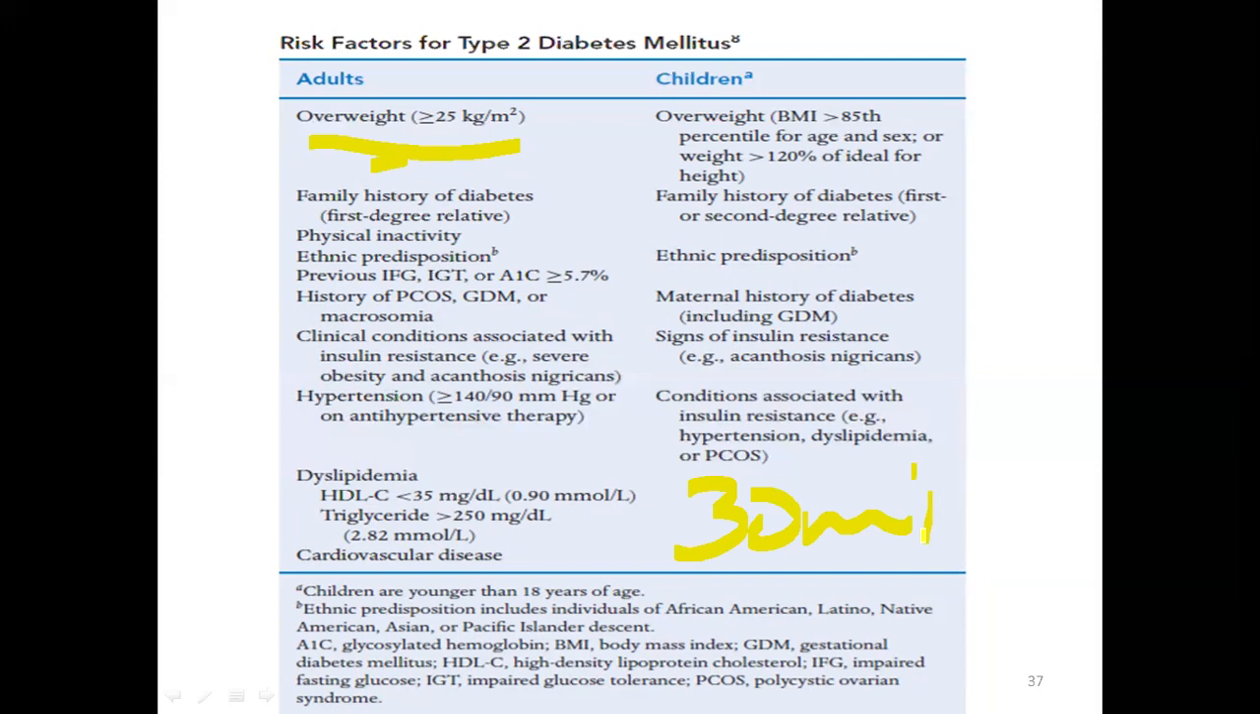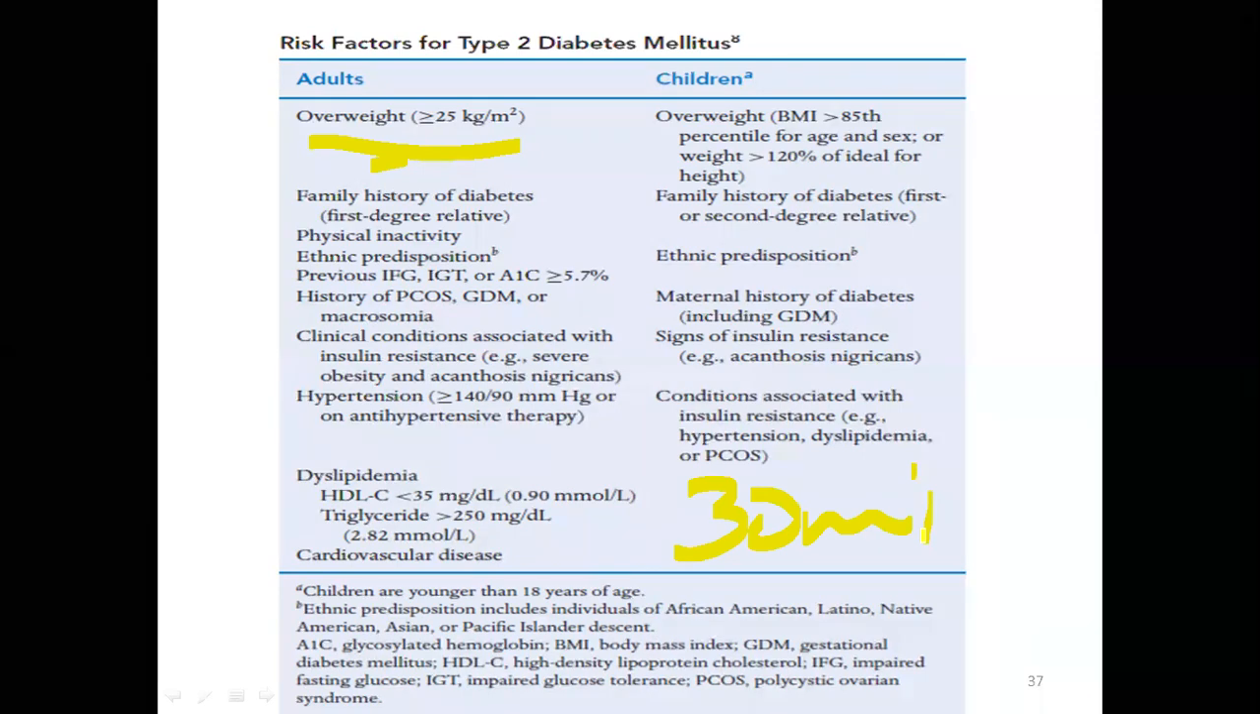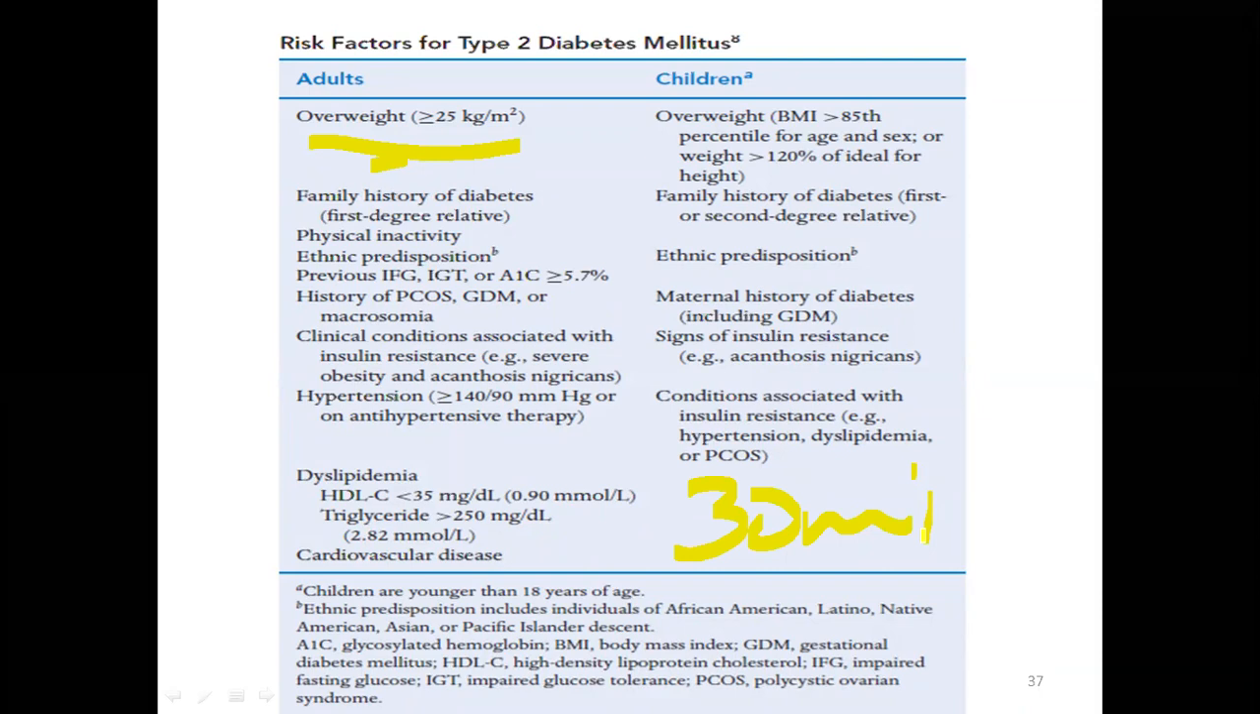Then family history of DM is very important. That is why, if you do have a family history of DM, early screening is usually recommended for type 2 DM. Then ethnic predisposition: according to this, it is very common with African American, Latino, Native American, Asian, and Pacific Island descent. So those races, the Asian race and African American race, are highly susceptible to type 2 DM.